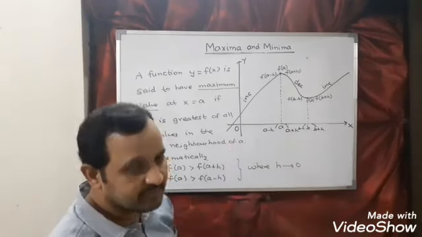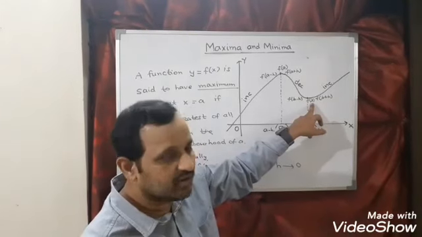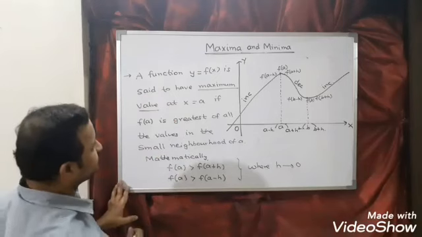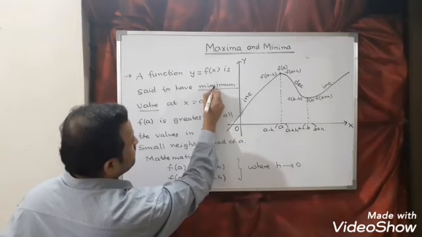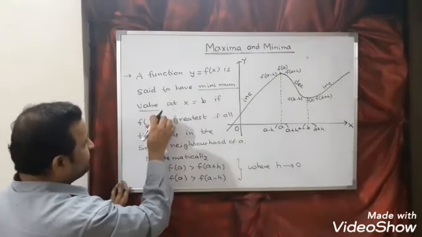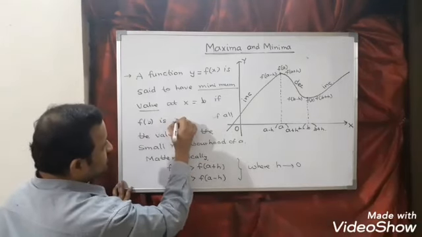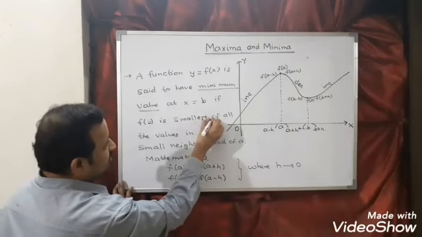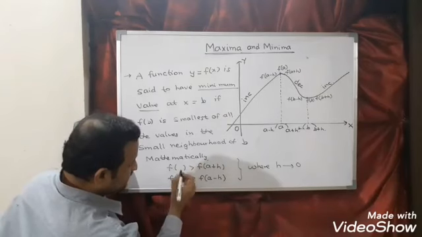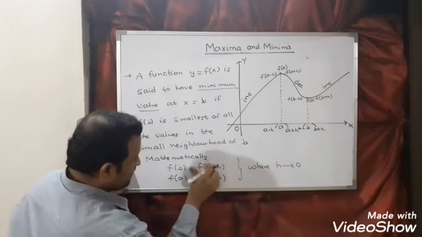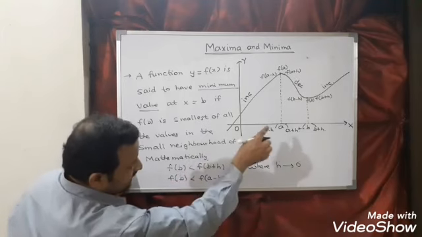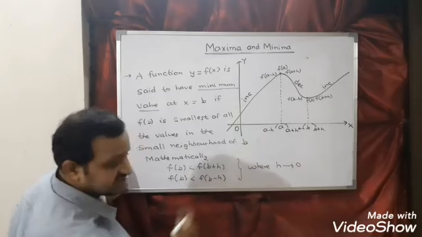Similarly, can you tell me the definition of minimum value? You can see here f of B is the smallest in the small neighborhood of B. So the next definition: a function y is equal to f of x is said to have minimum value at x is equal to B if f of B, as you can see in the figure, is the smallest of all the values in the small neighborhood of B. Mathematically, f of B is less than f of B plus h, and f of B is also less than f of B minus h, where h is tending to 0.